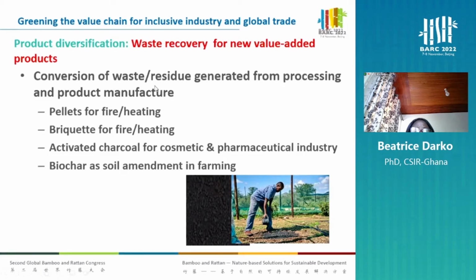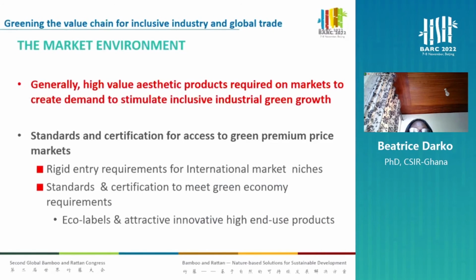So we have conversion of waste or residue generated from processing and product manufacture for other uses. For instance, we could do pelleting for fire or heating, briquetting for fire or heating, activated charcoal for the cosmetic and pharmaceutical industry, biochar as a soil amendment in farming, especially in these days that even in Africa we are experiencing declining soil fertility.